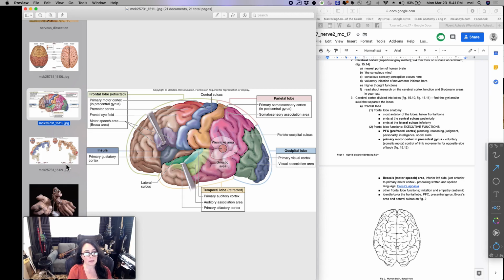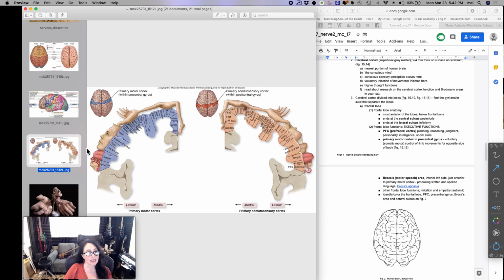The area right here is anatomically called the precentral gyrus, because it's the gyrus in front of the central sulcus. Functionally, you describe it as the primary motor cortex. It's in blue here, and it's still in blue in this picture. A bunch of the voluntary skeletal muscle contraction of different portions of your body has been mapped to these regions of the primary motor cortex.